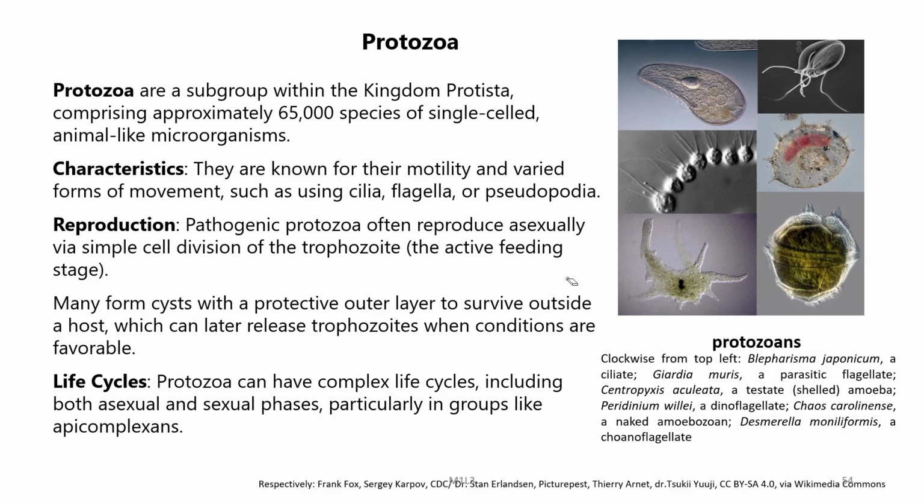Protozoa can have complex life cycles, including both asexual and sexual phases, particularly in groups like Apicomplexans. So, in these you can see various protozoans, clockwise from top left: Blepharisma japonicum, which is a ciliate, then Giardia muris, a parasitic flagellate, then Centropyxis aculeata, a testate or shelled amoeba, then Peridinium willei, a dinoflagellate, then we have Chaos carolinensis, a naked amoebozoan.